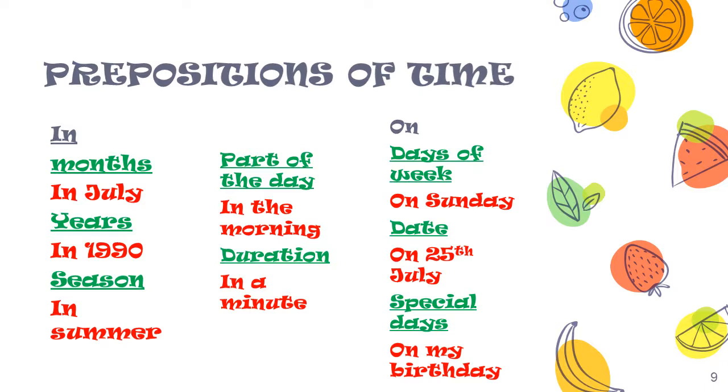Then on is used for days of the week, like on Sunday, on Monday, on Thursday, for any day. Then date, that is also another form of day only. On 25th July, on 10th of August. So for a particular date you will use on. On is used for special days also, like on my birthday. You can also use it for some other special days, like on the day of my brother's wedding. So you use on for telling about special days.